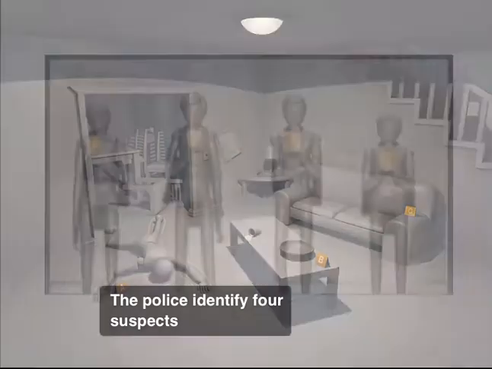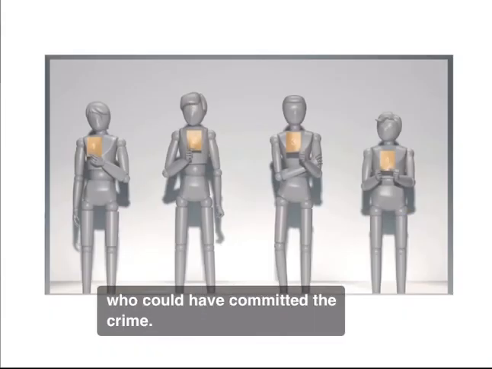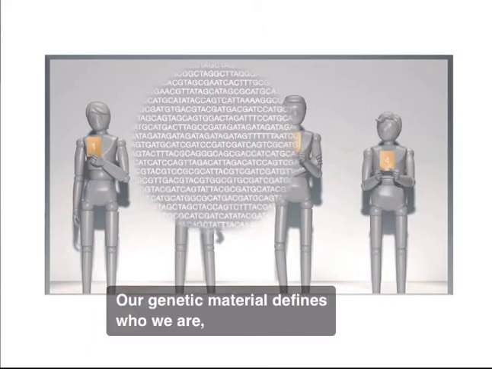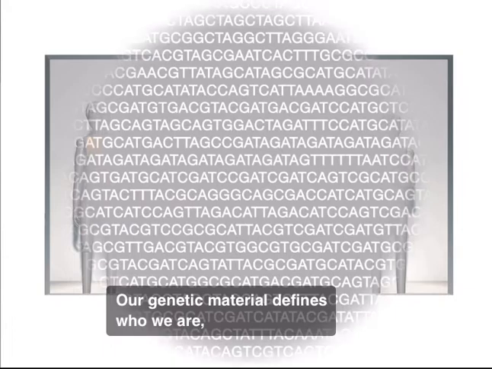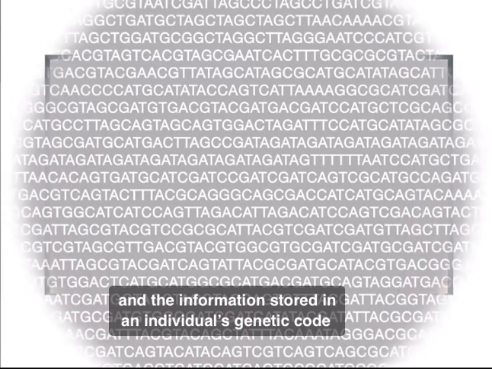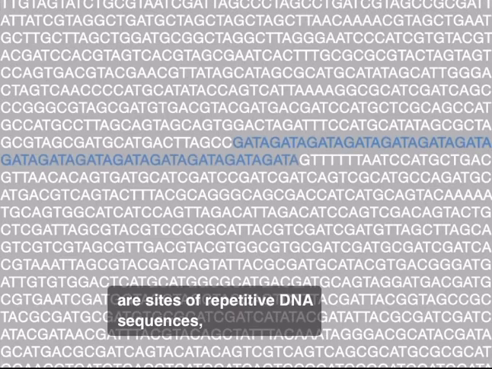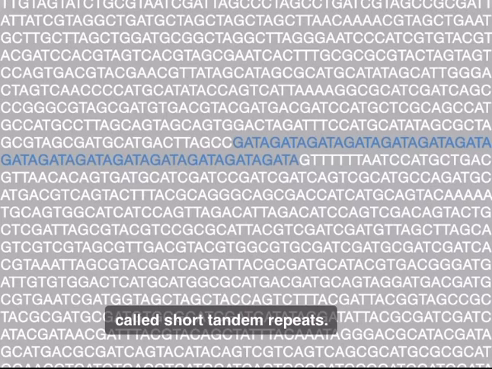The police identify 4 suspects who could have committed the crime. How can DNA technology help identify the criminal? Our genetic material defines who we are, and the information stored in an individual's genetic code can be used to identify that individual. Scattered around the genome are sites of repetitive DNA sequences called short tandem repeats.